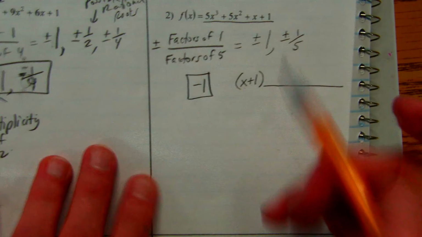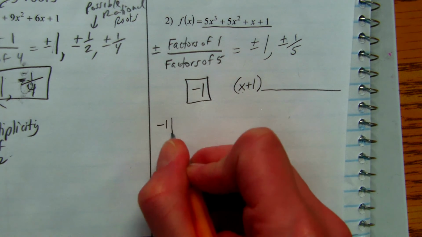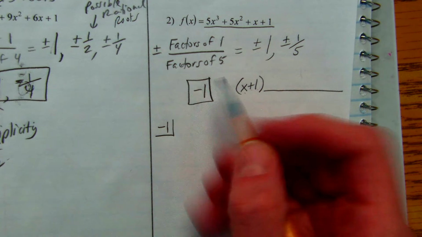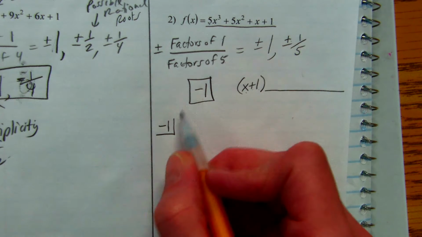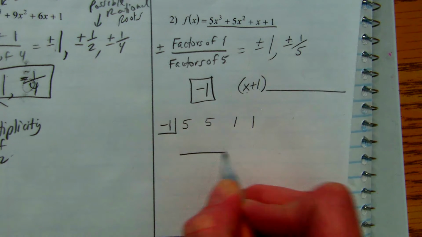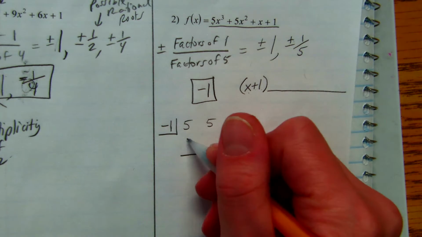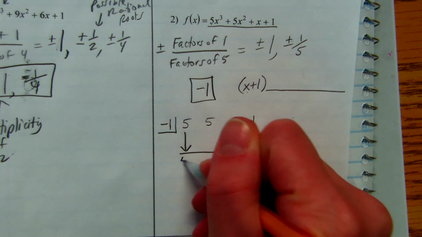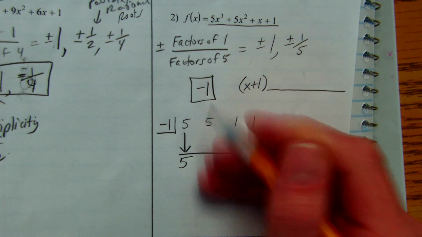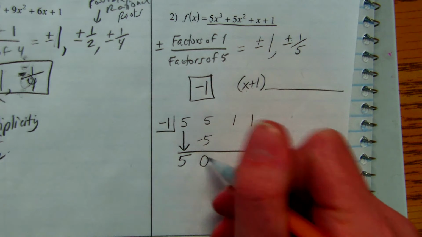So we're going to use this polynomial and -1 and set up synthetic division to try to get some more information. We take the coefficients out of here: 5, 5, 1, and 1. Leave a little space, set up our line. The first step is just to drop down that first 5. Then we multiply -1 times 5 is -5. Add these together, we get 0.